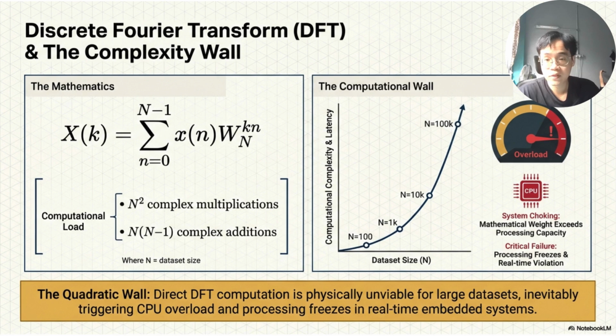Computing an N-point DFT directly requires N squared complex multiplications and N times (N minus 1) additions. This quadratic, or O(N squared), computational complexity poses a massive bottleneck. For a standard 1024-point signal, we require over 1 million complex operations.